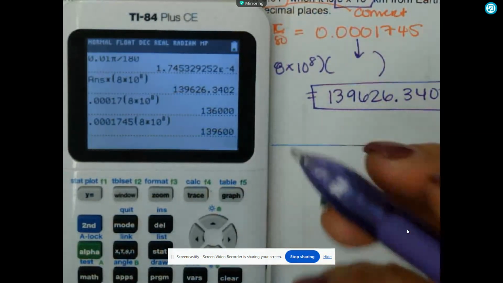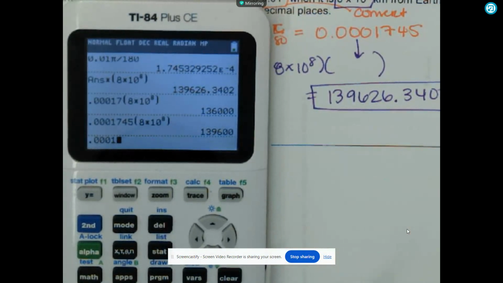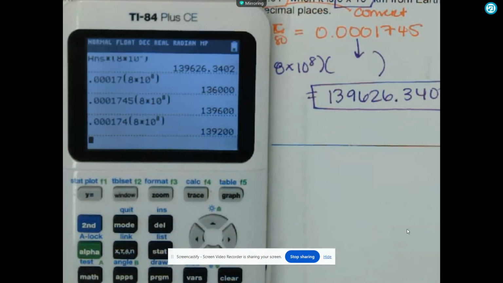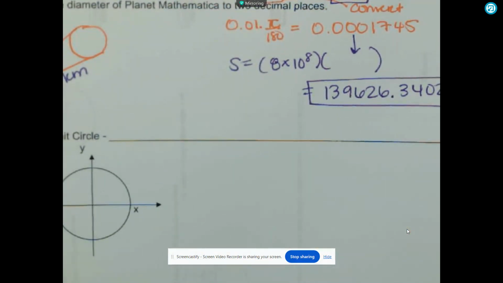But do you see how, if I did 0.000174 times 8 times 10 to the 8th, the more decimal places you add, the closer you are to the actual answer? Is everybody with me? Okay, but if at all possible, just leave it on your screen and use the whole value. All right, we good?